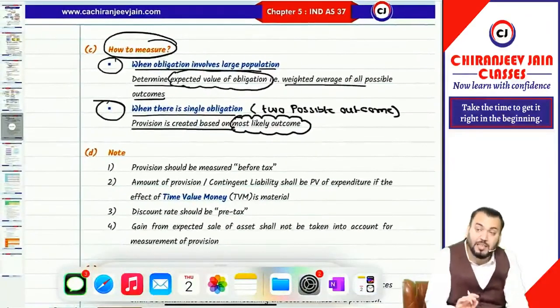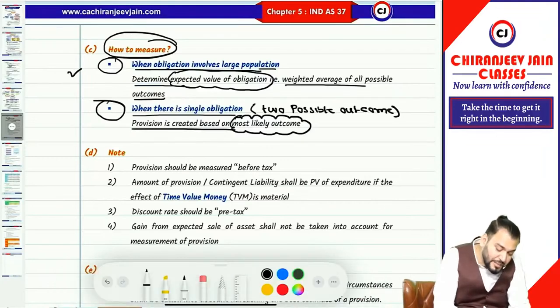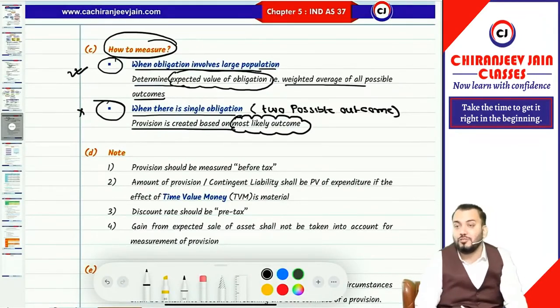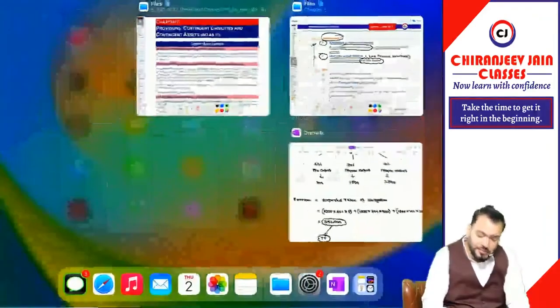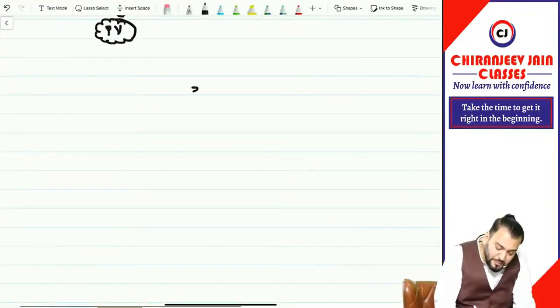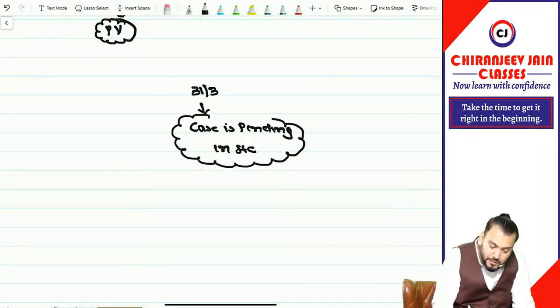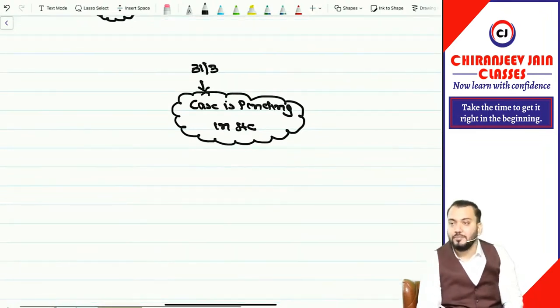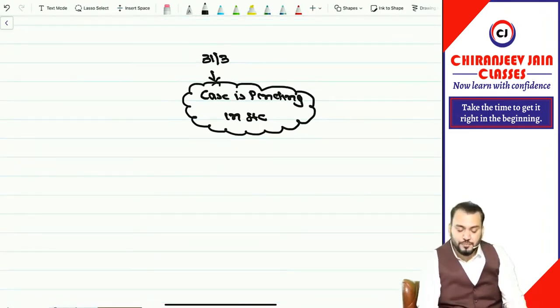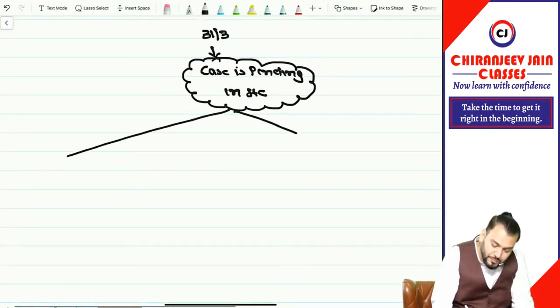However, this type of question has not been given in the ICAI study material. The study material has given a question, but till now they have not given a question based on the second point. But let us understand. Suppose on 31st March, one case is pending in High Court against the company. Have you understood this point? One case is pending in High Court against the company. Now I am giving you two situations.